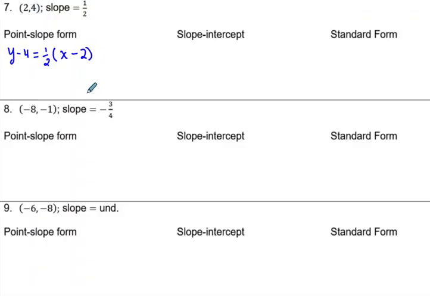And that's it. To write it in slope-intercept form, we have to distribute the 1/2. So you have y minus 4 equals 1/2 x. 1/2 of -2, that's going to be -1. You can put it in decimals, but it's -1. And then add 4 on both sides. So I'm going to go ahead and write my final answer here.